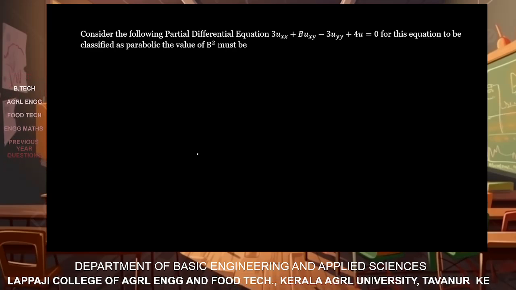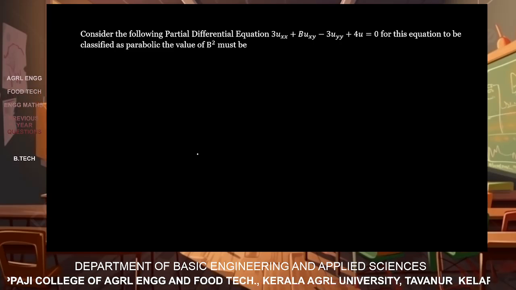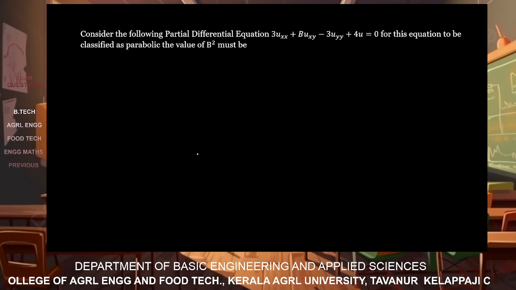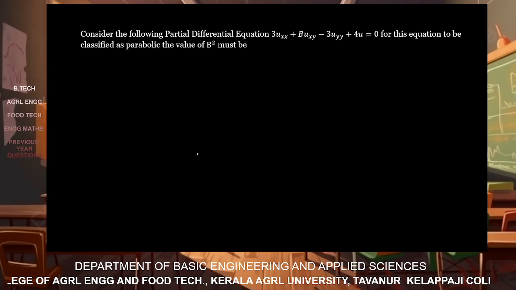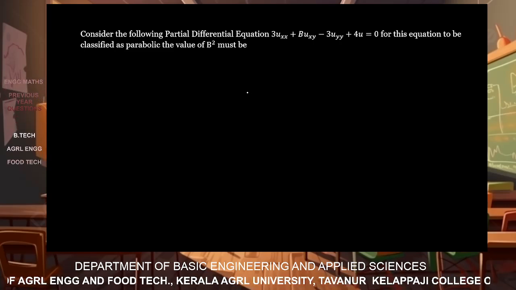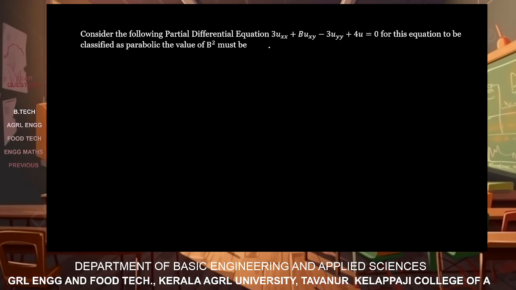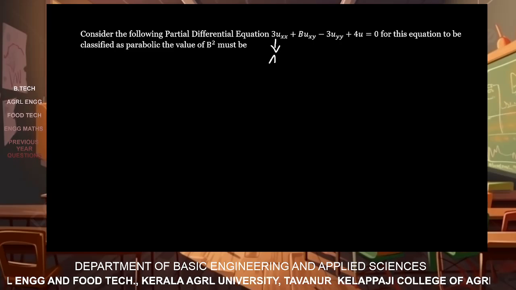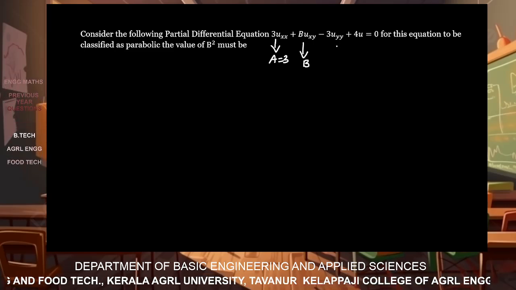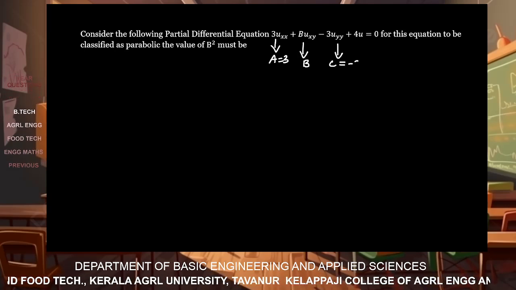Consider the following partial differential equation. For this equation to be classified as parabolic, what will be the value of b square in order to classify it as a parabolic equation? So what is our a value? A is 3. B is actually given as b itself. C is actually minus 3.